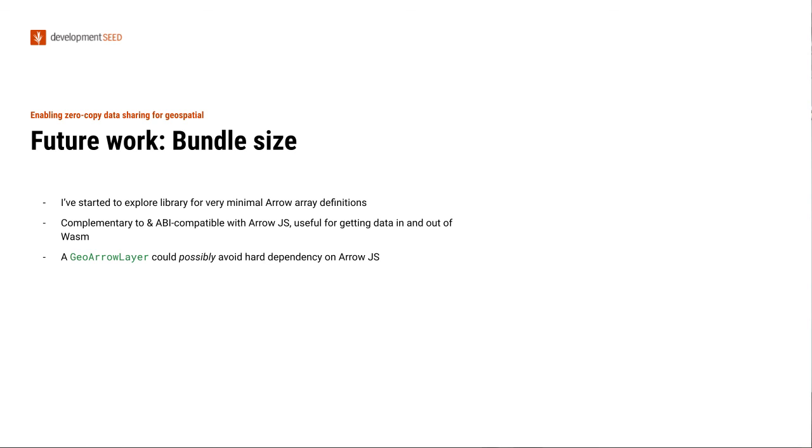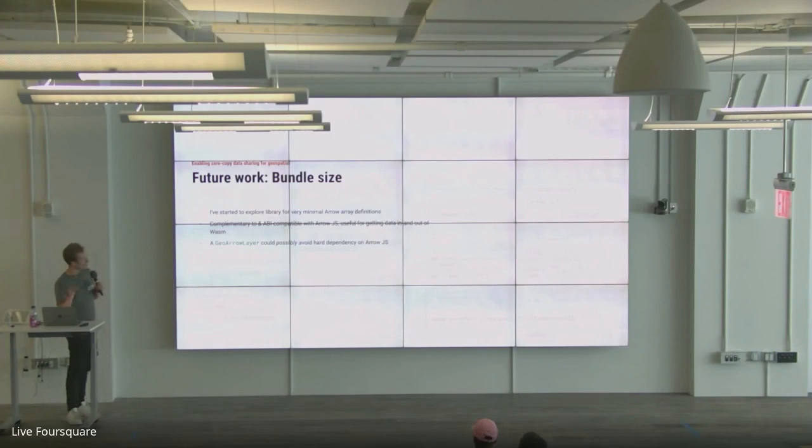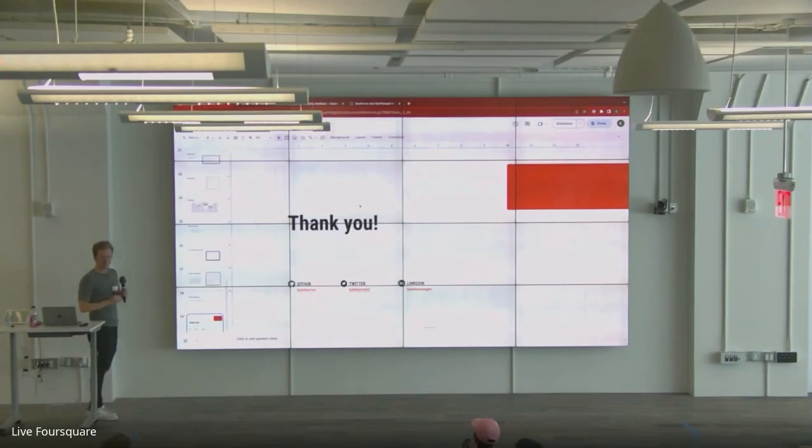Another piece of work is on the bundle size. The Arrow.js library is a few hundred kilobytes, or 200, I forget the exact number, but in some cases people don't want to incur that bundle size. As part of the work to read and write Arrow data in WebAssembly, I have some very minimal Arrow array definitions. So at least in theory, it would be possible for the Geoarrow layer to avoid a hard dependency on Arrow.js. So if an application had a WebAssembly-based Arrow table or data frame library, you could use that directly with the Geoarrow layer without having that bundle size penalty.